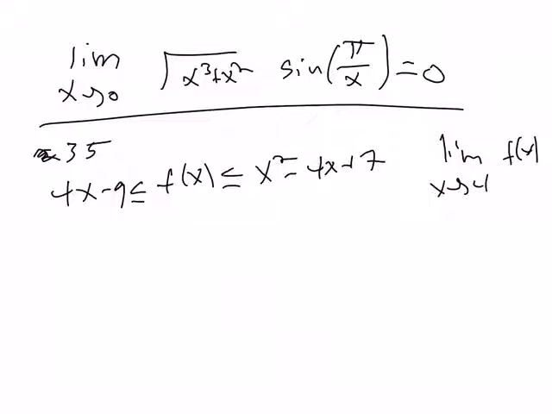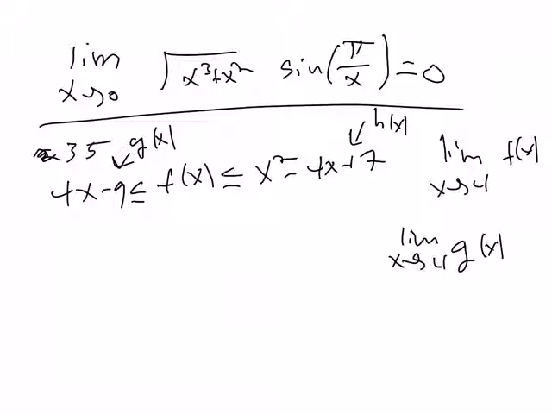Well, this is pretty simple. If this is true, let's just see what the limit as x goes to 4 of this function, call it g of x, and call this h of x, is. We hope that it's equal to the limit as x goes to 4 of h of x, and if it is, then that will be equal to the limit as x goes to 4 of f of x, and we will be done.